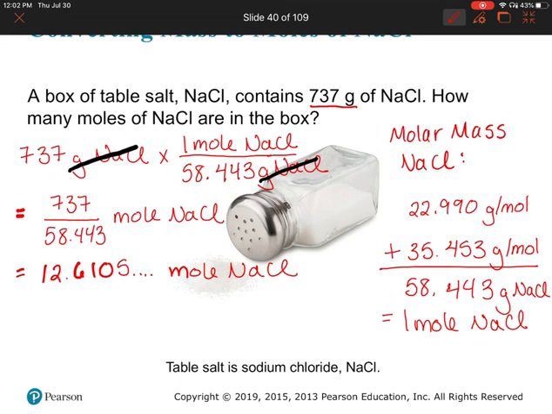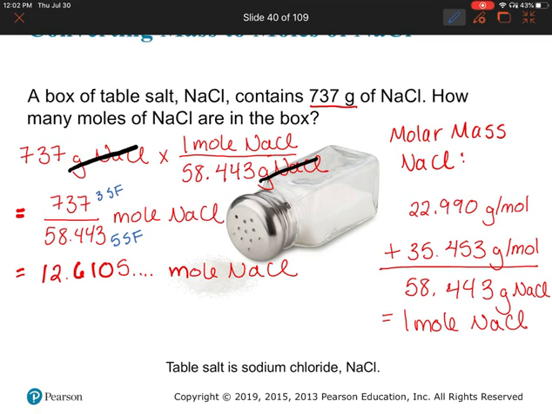But now we're performing a division problem, 737 divided by the molar mass of sodium chloride. So now we're going to look at the least amount of sig figs. How many sig figs does 737 have? 3. And then how many sig figs does 58.443 have? 5. Okay, so that means we need to limit our final answer to 3 sig figs.